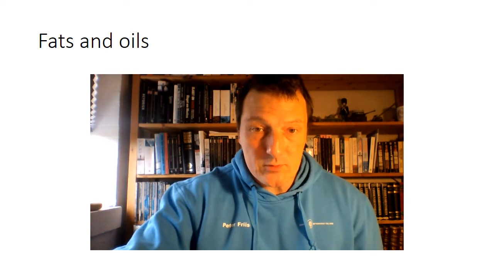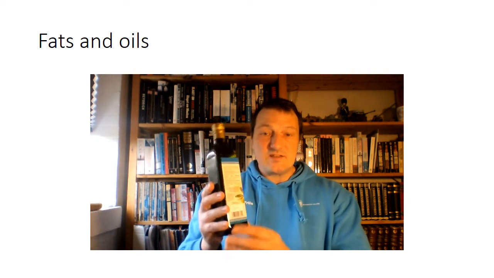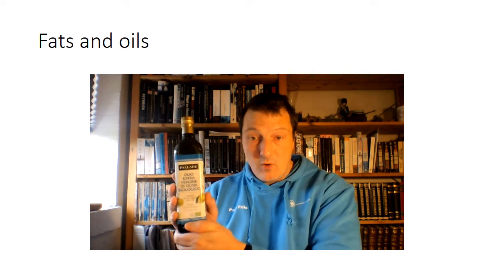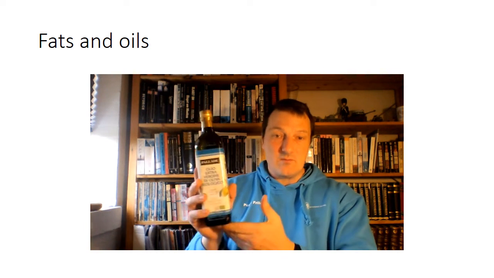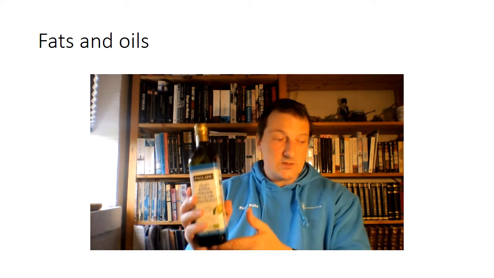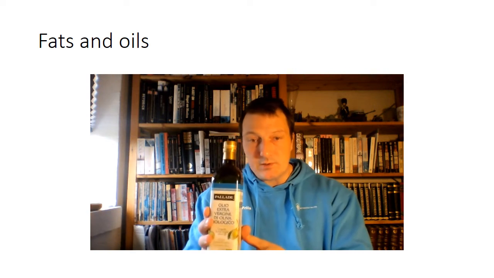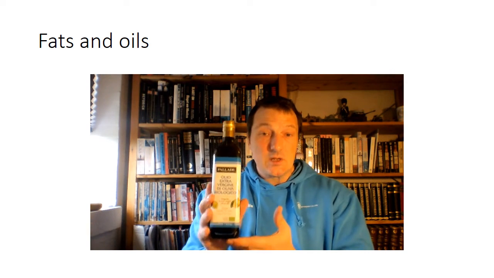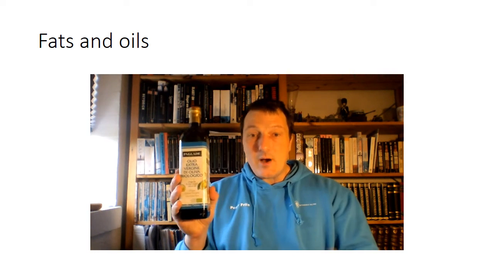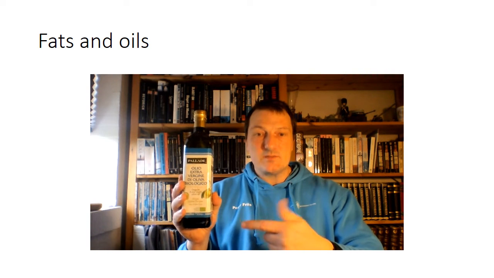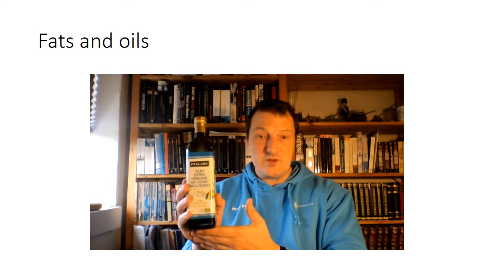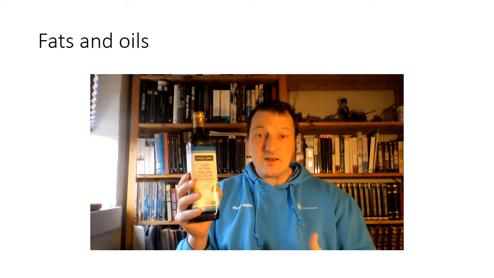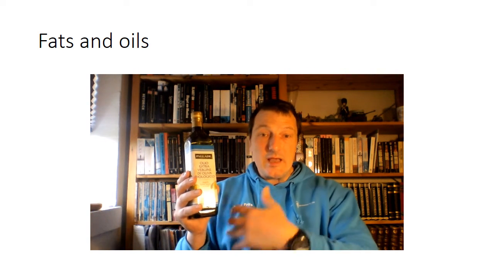Our second macronutrient is fats. Fats can be found in olive oil, as this. It can be found in fatty fish. It can be found in nuts, seeds, butter, cheese, fatty meats. And unlike carbohydrates, which contain 4 calories per gram, they contain 9 calories per gram. So there's a lot of energy in fat. Fat can be burned for energy. It is released a lot slower than carbohydrates.